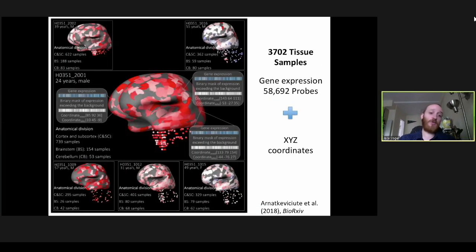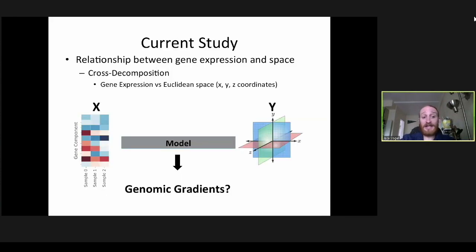But that's changed somewhat with the introduction of the Allen Human Brain Atlas, which most of you are probably familiar with. It's an open data set. It's an archive of 6 brains from which 3,700 tissue samples have been extracted, each of which underwent microarray gene expression for 59,000 probes targeting 20,000 genes. So a pretty amazing data set. And importantly, each sample also features stereotaxic coordinates, allowing for hypotheses to be tested concerning gene expression in space, which is pretty much what we'll be doing here.